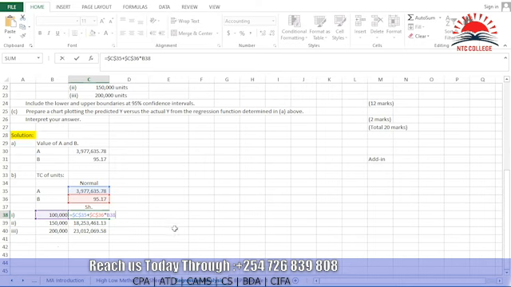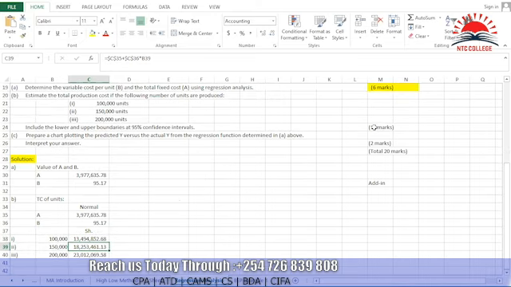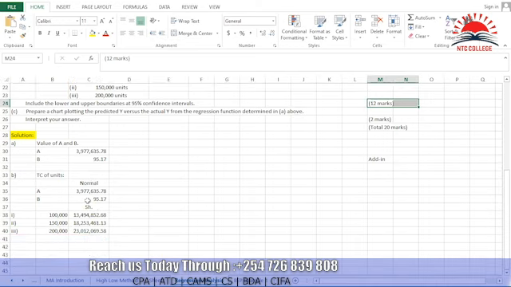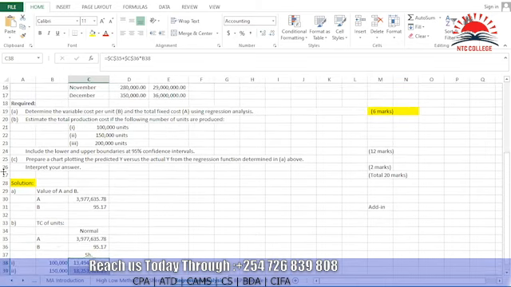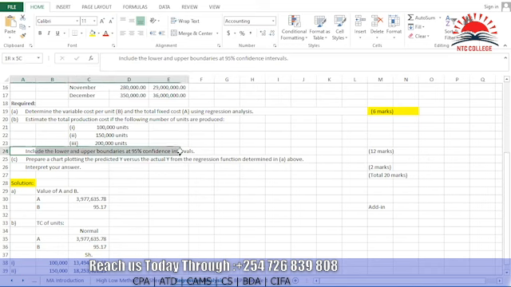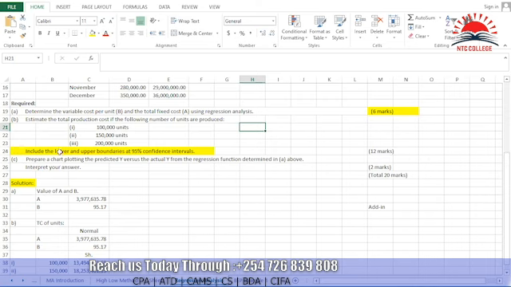Now, look at the marks that were awarded for that part B. The awarded marks for part B were 12 marks. Do you think this can earn you 12 marks, what we have done here? Take note that that is not possible. Why is this not possible? There's a continuation of part B. Look at this statement here. We are told to include the lower and the upper boundaries at 95% confidence intervals.